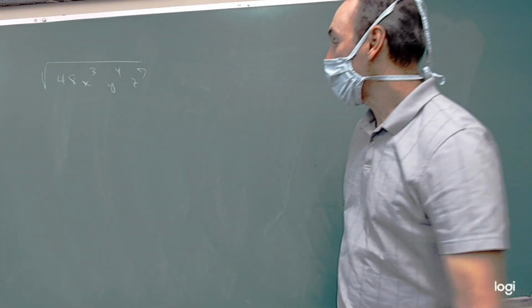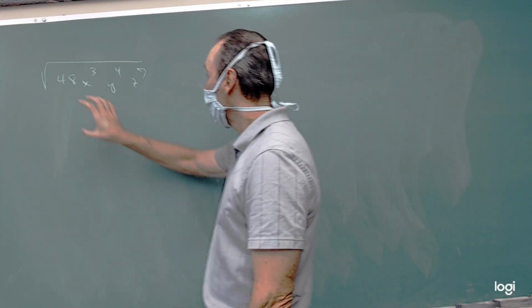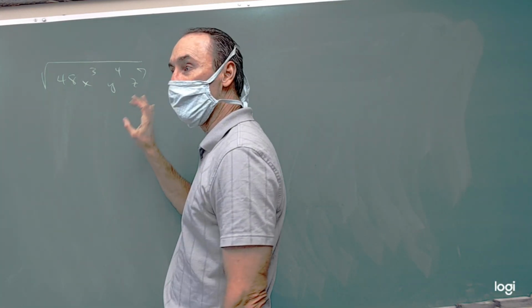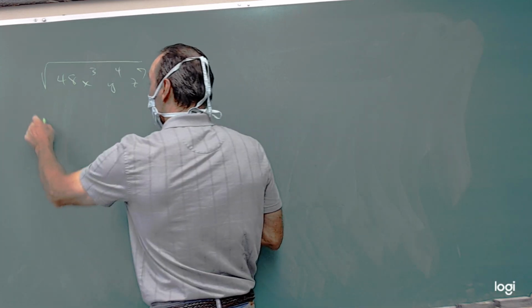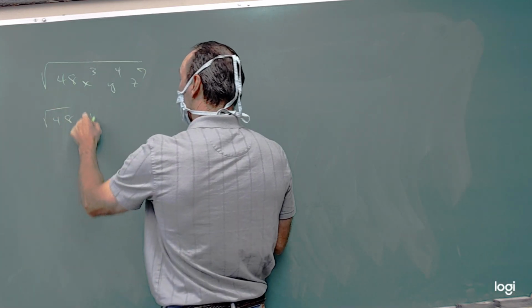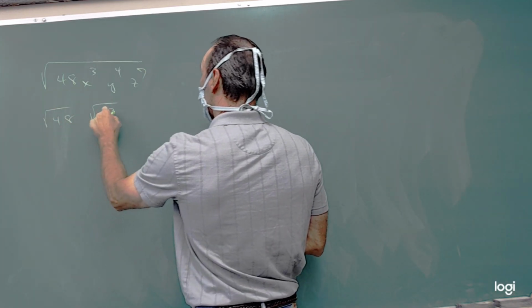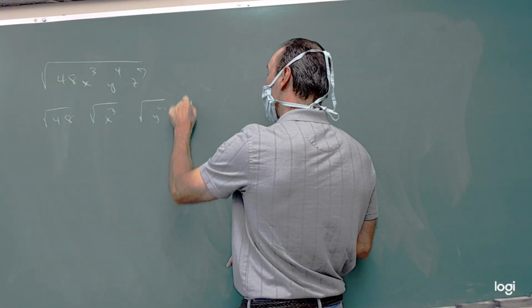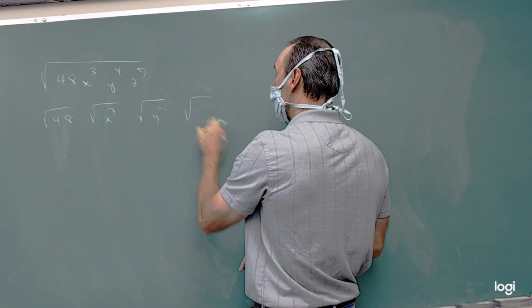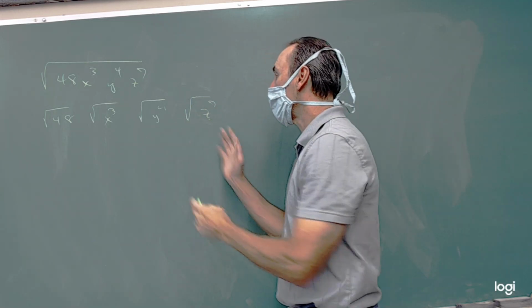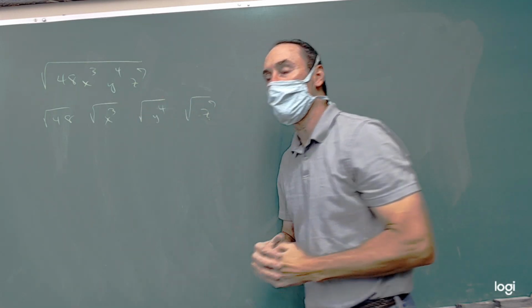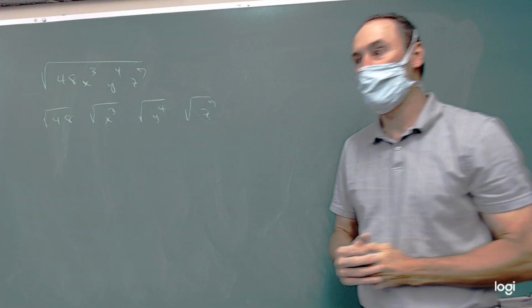So we can think of this as doing each of these independently. I wouldn't write it out this way, but you could. So I would think of that as a square root of 48, a square root of x to the 3rd, a square root of y to the 4th, square root of z to the 7th. And this part would probably just take place in my mind. I wouldn't actually write all that down. I think it's pretty tedious.